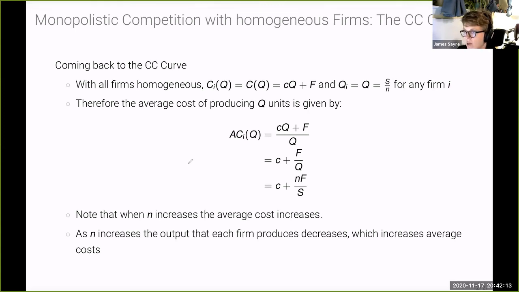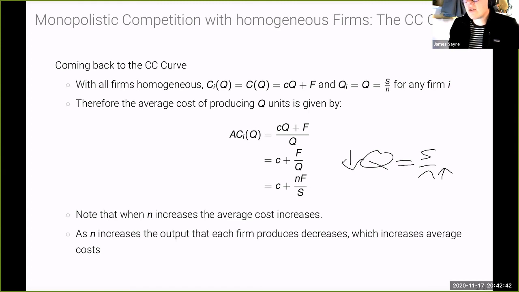Okay, so coming back to why average cost increases when N increases, we can note that as N, the number of firms, increases, if we're holding the market size fixed, then noting that q is equal to S over N, if we increase N, then q is going to decrease if we hold S fixed. And so as N increases, the output that each individual firm is going to produce is going to decrease. And that's going to increase average costs because now, again, there's less quantity that a firm is producing with which to spread out its fixed cost.